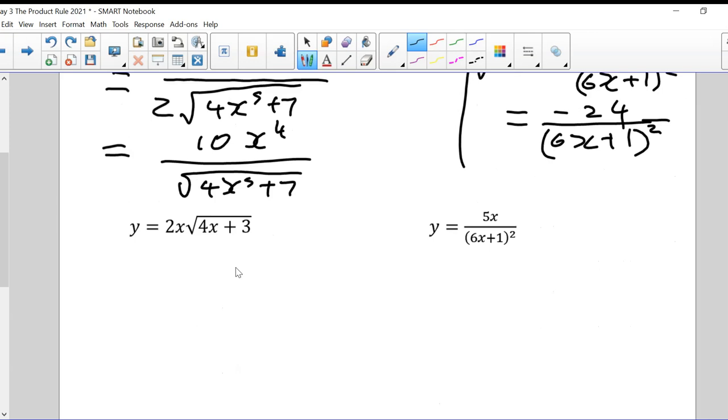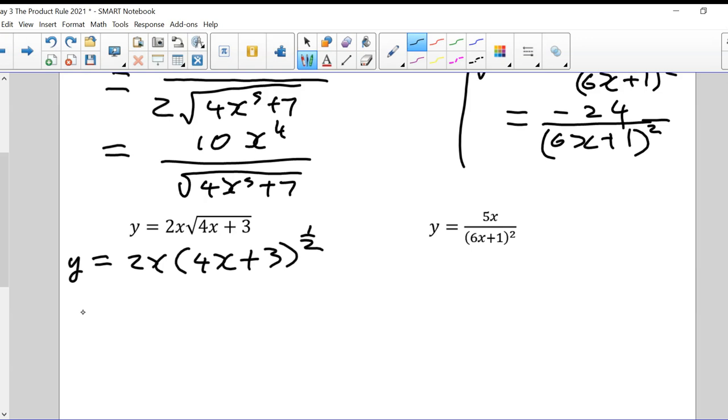Here's where we're going to use that product law again. We taught the product law before. So I'm going to rewrite this, everybody should be able to appreciate this now, as a 2x, but I'm going to multiply it now by 4x plus 3 to the power of a half. That's the same thing as a square root. And now we're going to apply the product law.